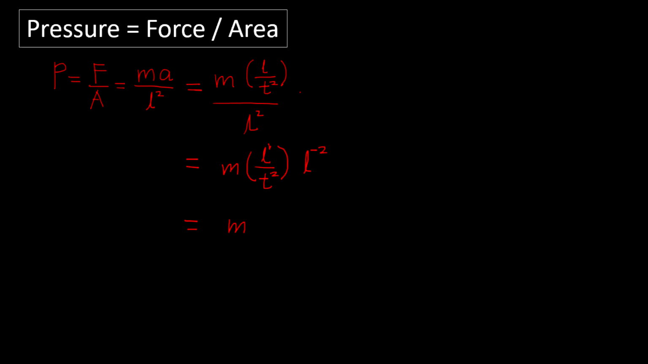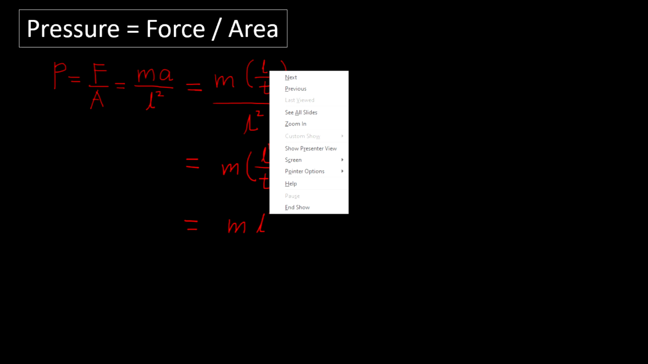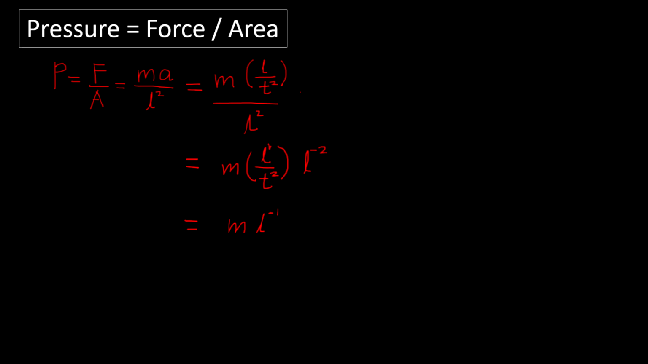Okay, L^1, L^-2, you times this, it will be 1 plus negative 2. So it will be L^-1. And then you bring t square up, it becomes t^-2. Alright, so this is the final formula for pressure. So it is mass divided by length divided by time square.